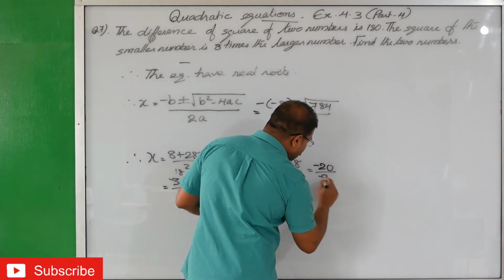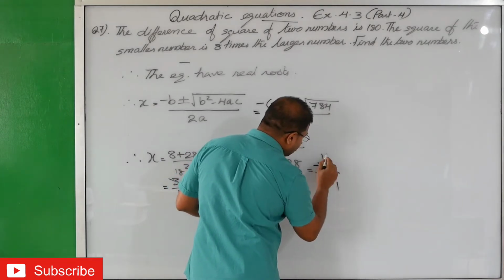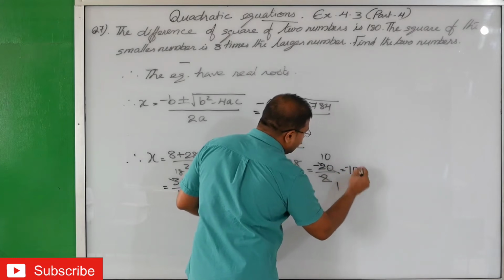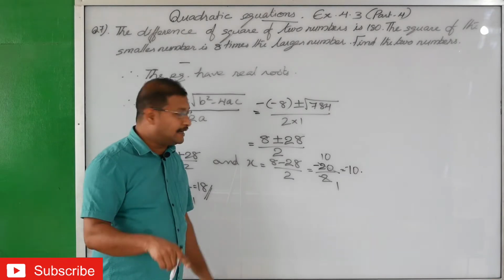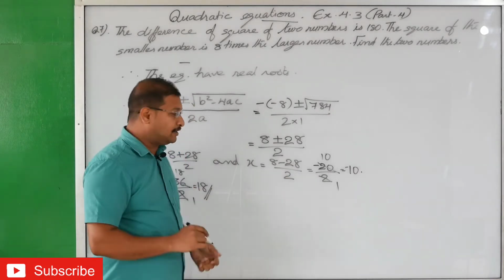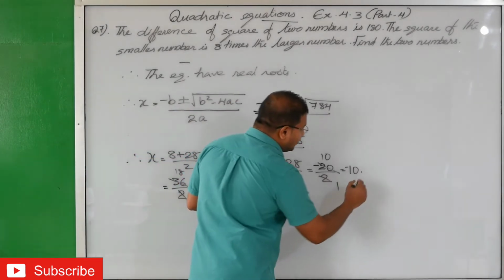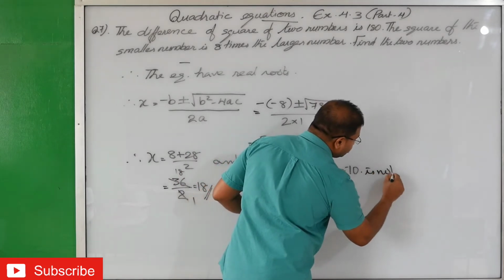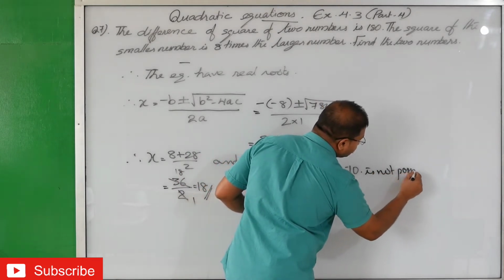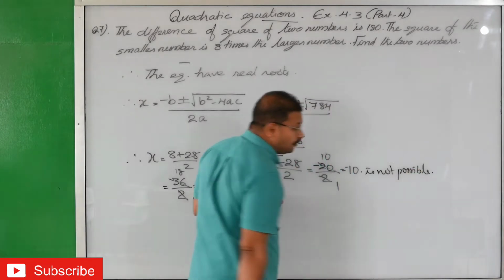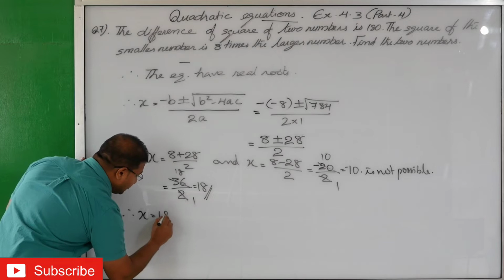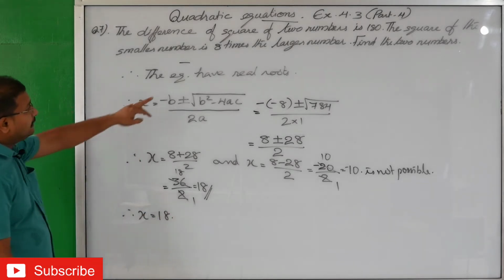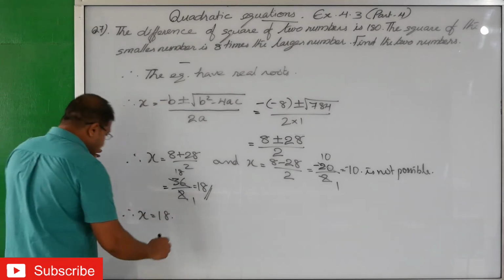Divided by 2. 2 ones are 2, 2 ones are 2. Then 0. That means minus 10. But we know that we took x as the larger number, the bigger number, isn't it? That means it should not be negative. That means minus 10 is not possible. So what will you do now? Therefore, x equals 18. That means what will you write?